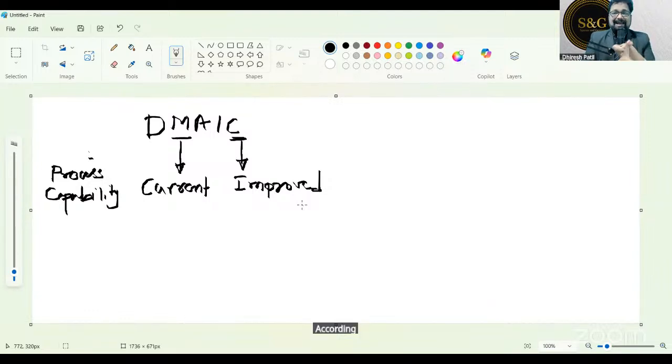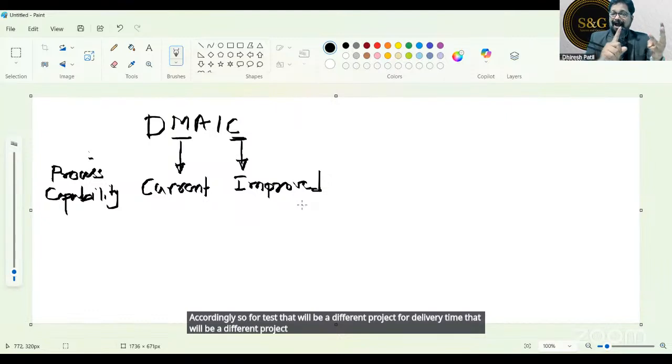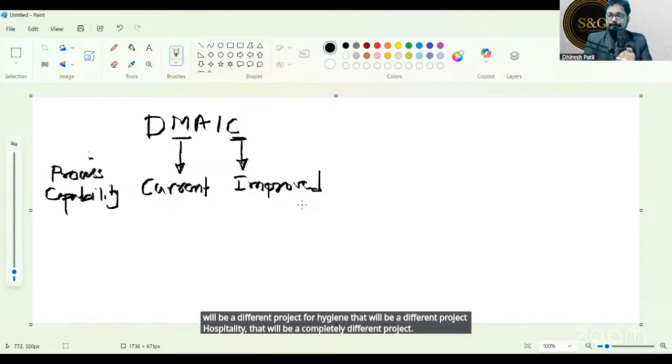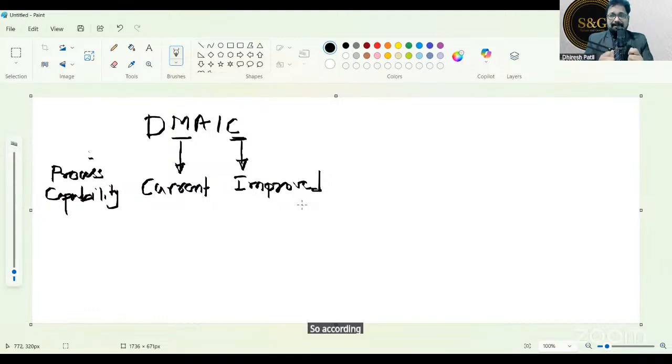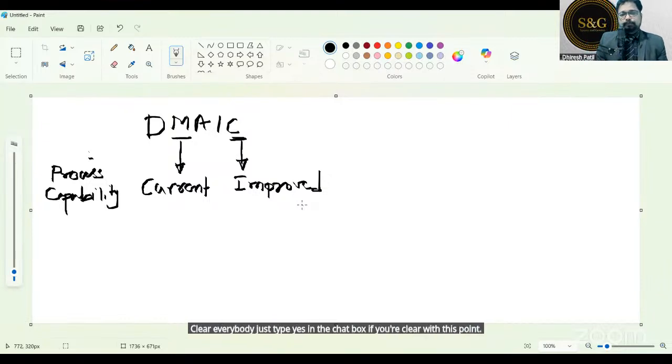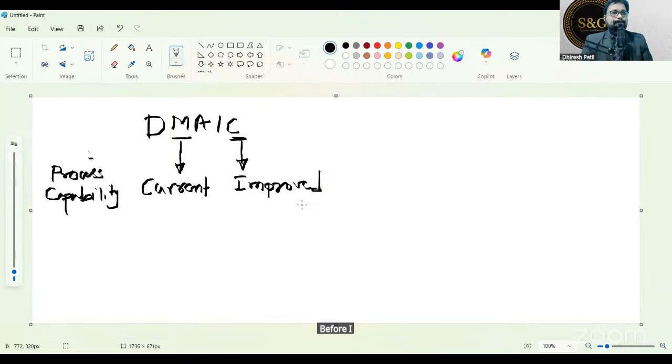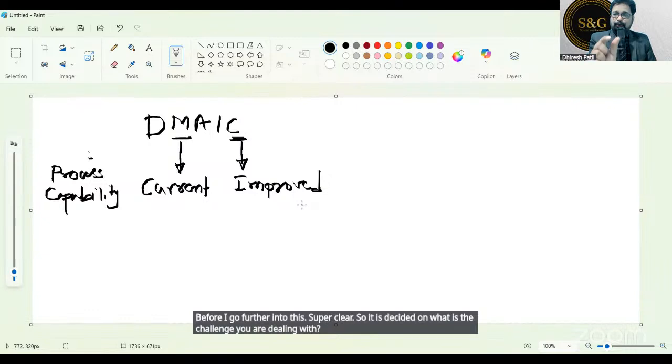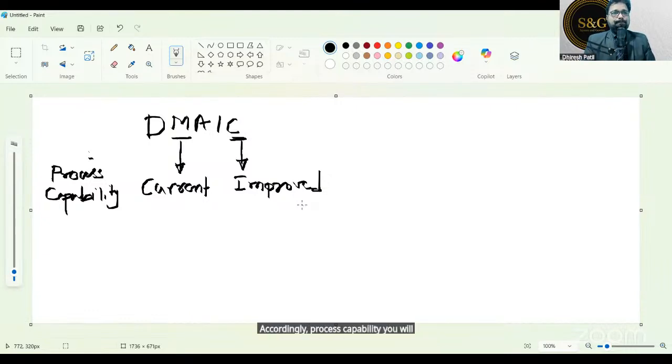So for taste, that will be a different project. For delivery time, that will be a different project. For hygiene, that will be a different project. Hospitality, that will be a completely different project. So according to your project description, project identification, your process capability will be decided. Clear, everybody? Just type yes in the chat box if you're clear with this point before I go further. Super clear? So it is decided on what is the challenge you are dealing with. Accordingly, process capability you will have to calculate.